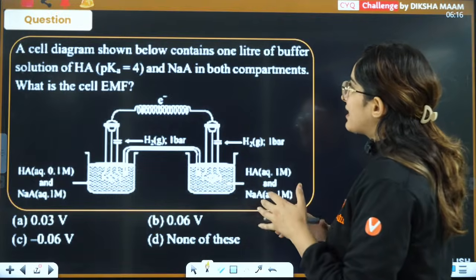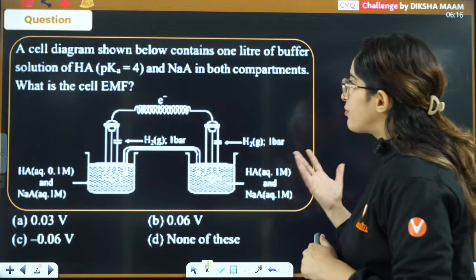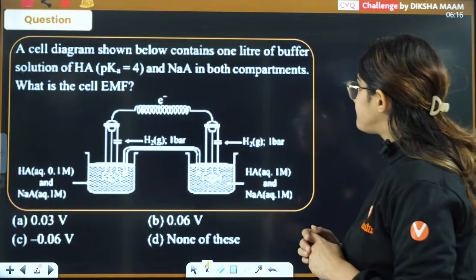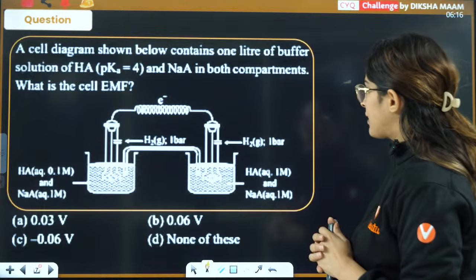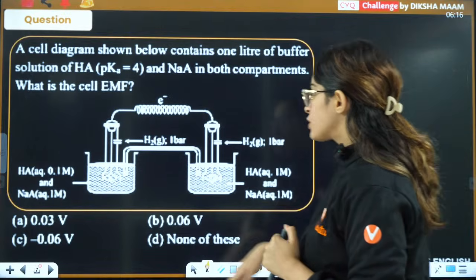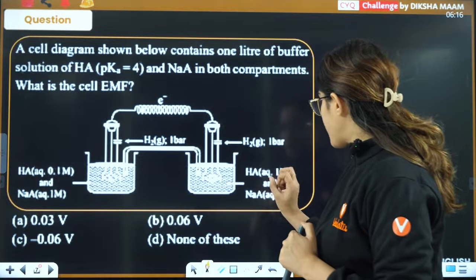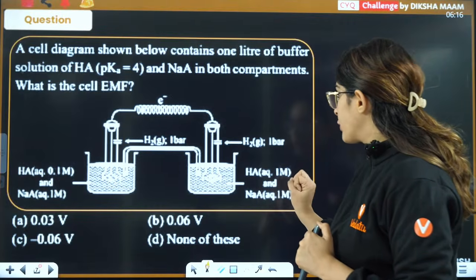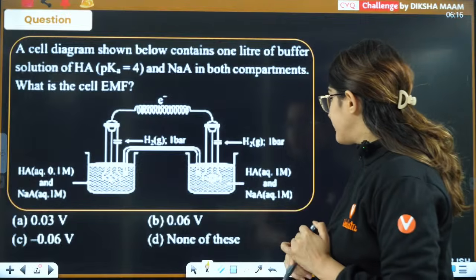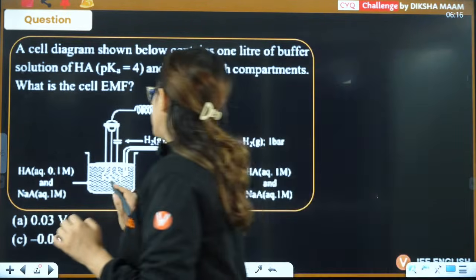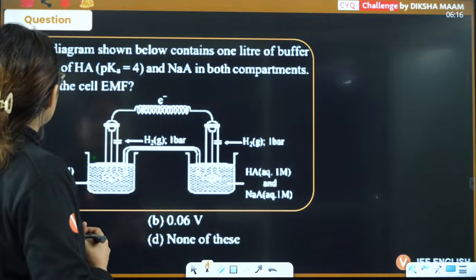So see, a cell diagram shows 1 liter of buffer solution of HA. The pKa value is given to you in both the compartments. Okay, here also you have H2, here also you have H2. The concentration of HA and NaA is given to you. Pressure is also given to you, right? Now one by one we'll see what is there.